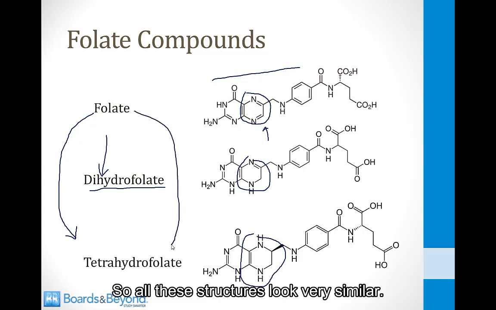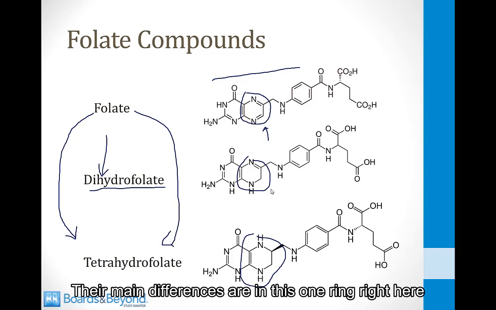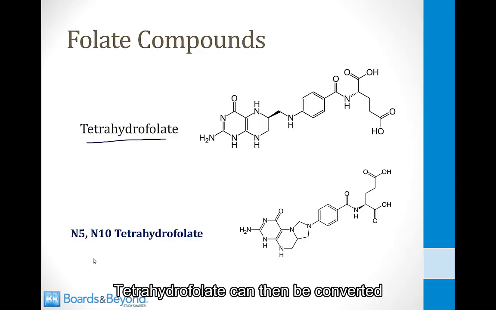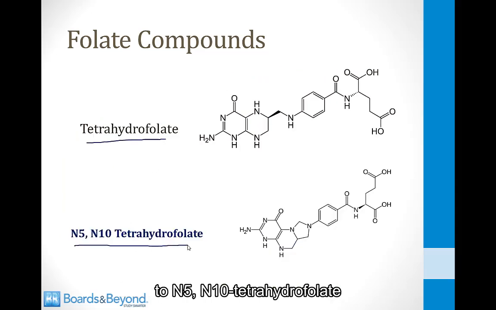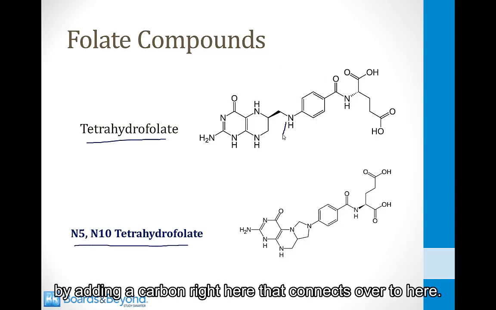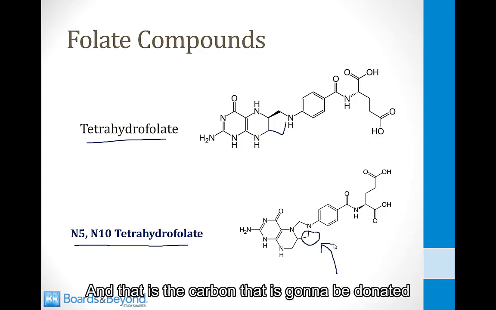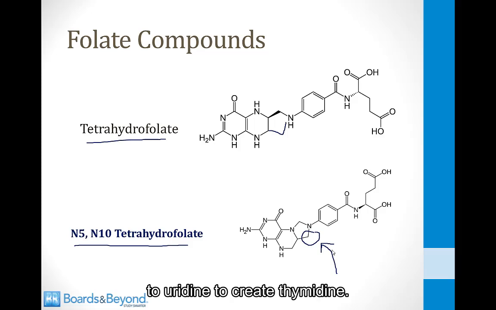So all these structures look very similar. Their main differences are in this one ring right here and the number of double bonds that are present. Tetrahydrofolate can then be converted to N5-N10 tetrahydrofolate by adding a carbon right here that connects over to here. And you can see that carbon in this molecule down right here. And that is the carbon that is going to be donated to uridine to create thymidine.